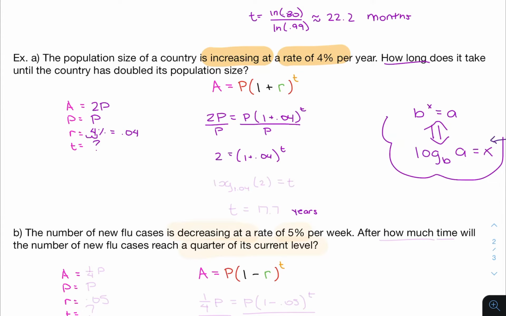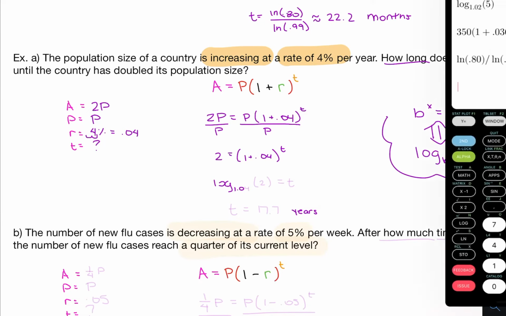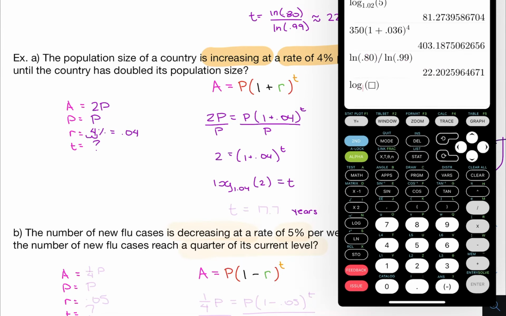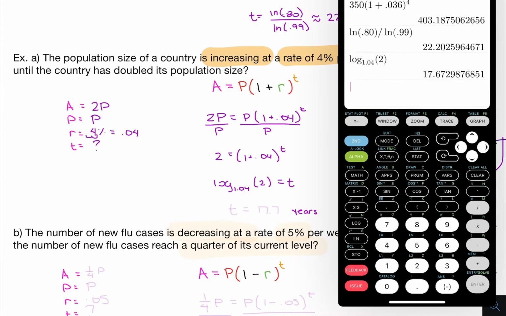So again, you can use log or ln to solve for this, but since I used ln in the other one, I'll use log for this one, just so you guys see another example with this. So this would be log base 1 plus 0.04, well that's just 1.04 of 2, and that is equal to t. That's just changing it again from exponential form to logarithmic form. And just plug this into your calculator and see what we get. So the time is going to be 17.7 years. Okay, so let's do the last one.